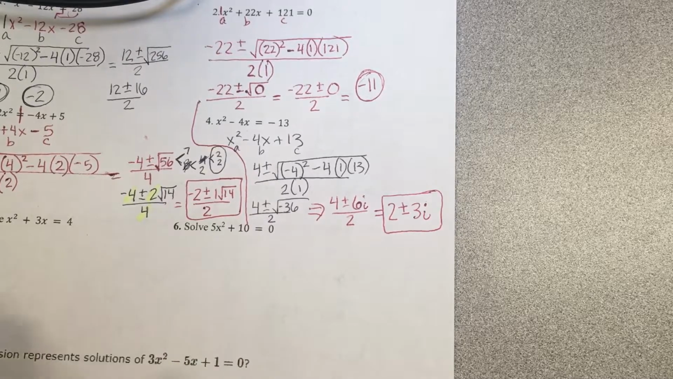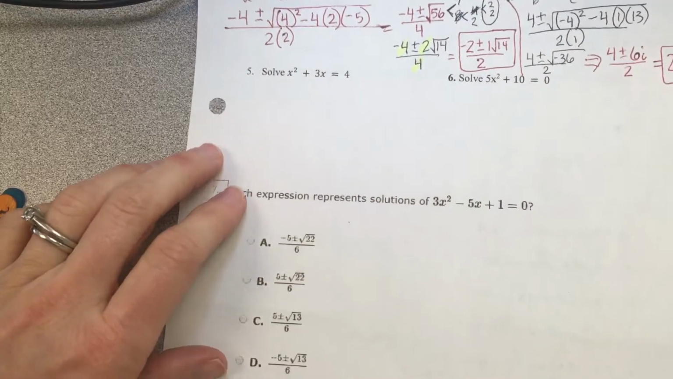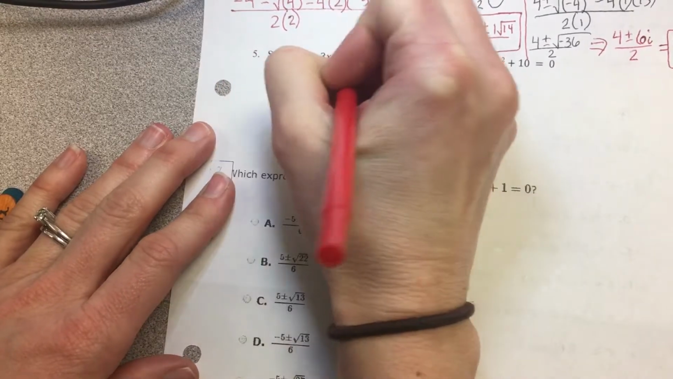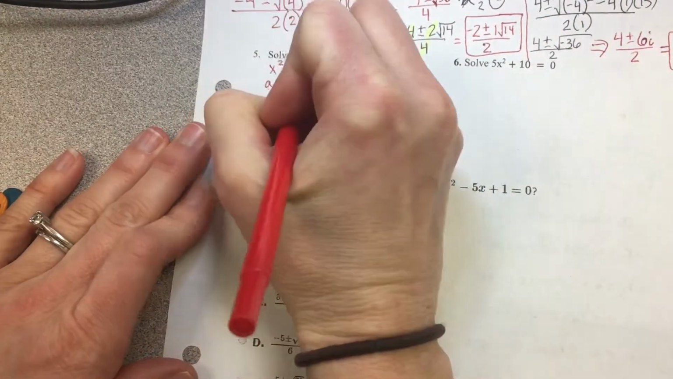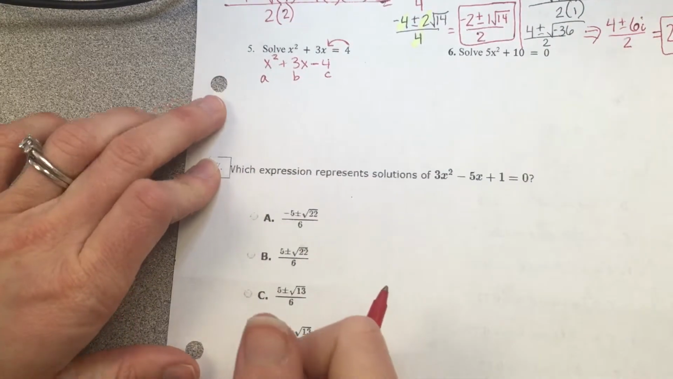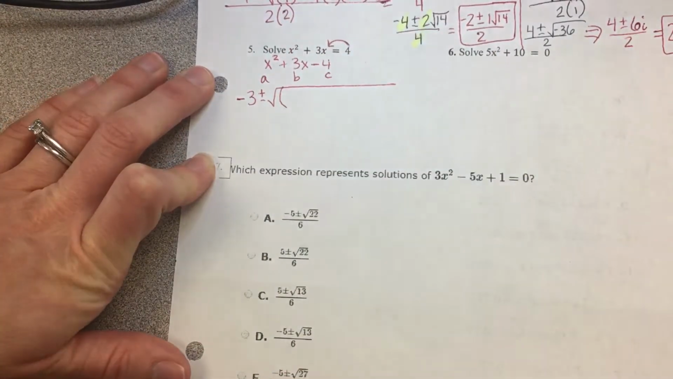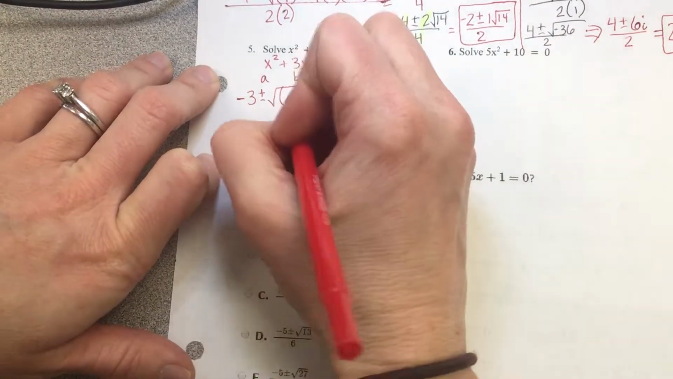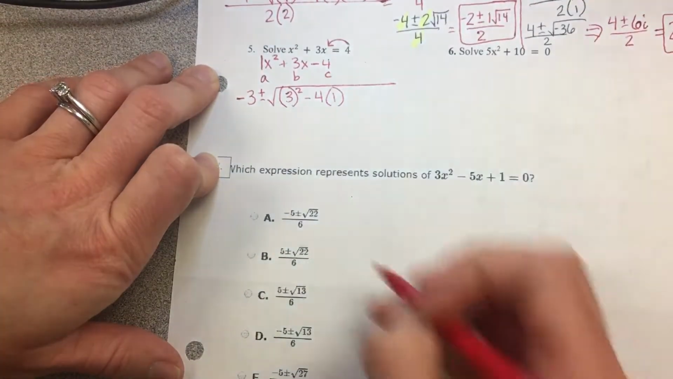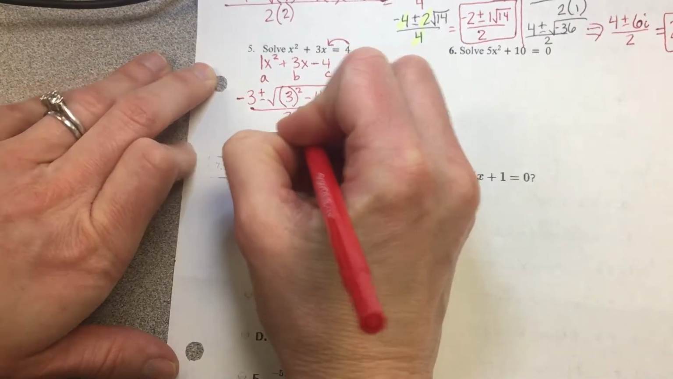Okay. All right, here we go. Number 5, what do I do first? All right, move the 4, so 4 becomes negative 4 because you're moving it over. A, B, C. All right, opposite of B, so that'd be negative 3 plus or minus square root. What goes in the parentheses? 3 squared minus 4 times A, which is 1. A is 1. C is negative 4, all over 2 times 1.